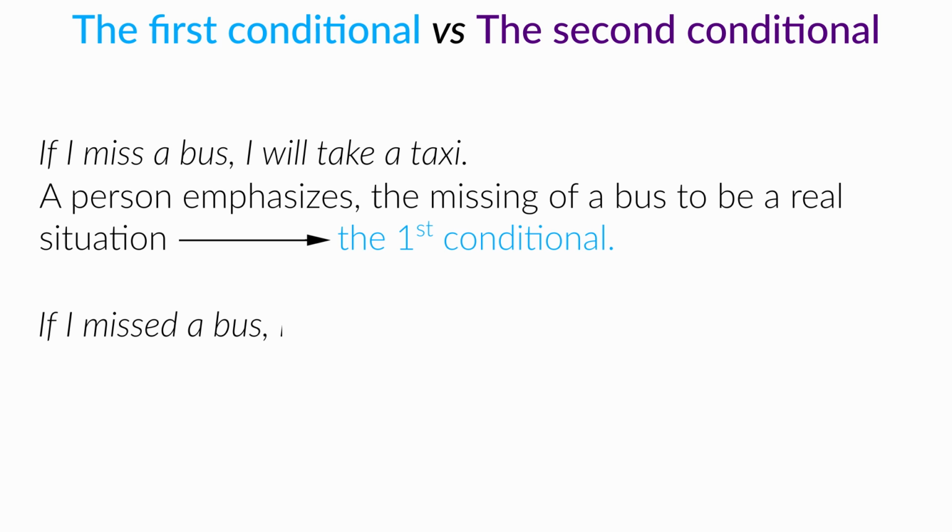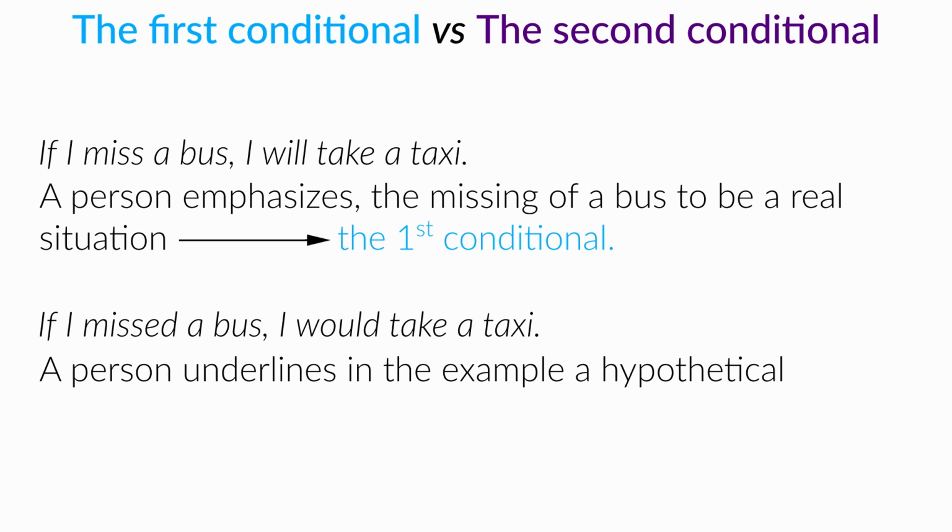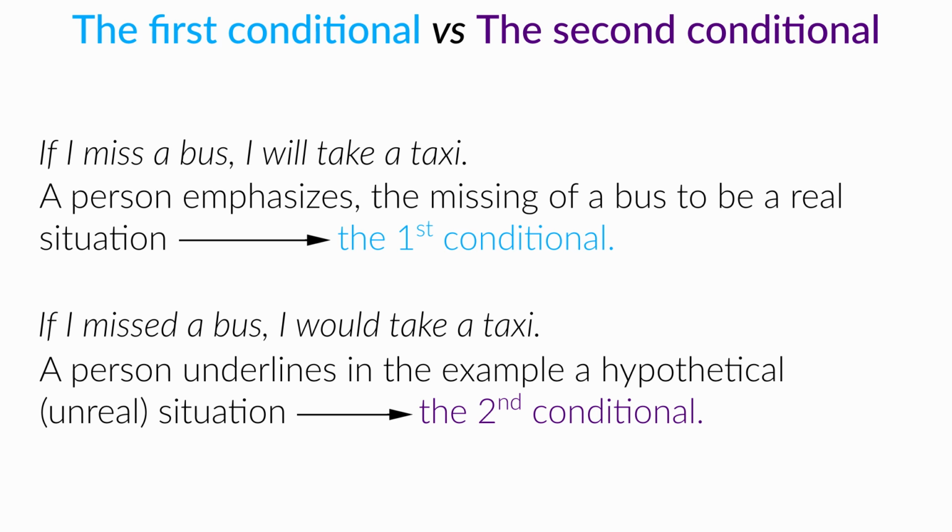If I missed a bus, I would take a taxi. On the contrary, a person underlines in this example a hypothetical, unreal situation. That is why he or she uses the second conditional.